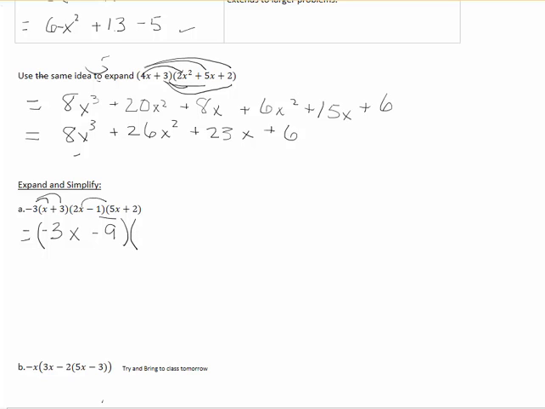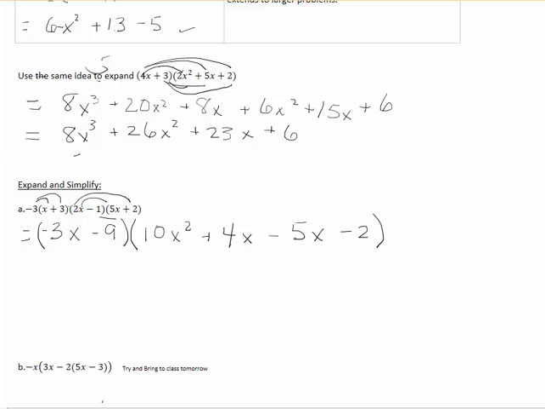And now let's FOIL expand our last two terms. So 2x times 5x is 10x squared. 2x times 2 is plus 4x. Negative 1 times 5x is negative 5x. And negative 1 times 2 is negative 2.